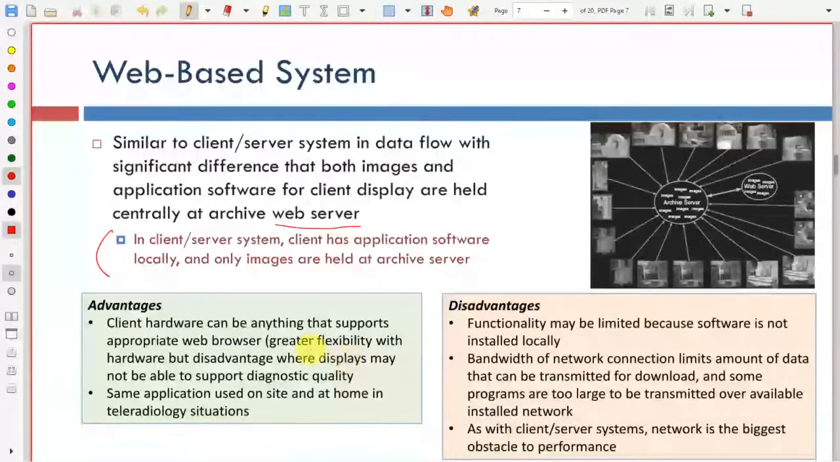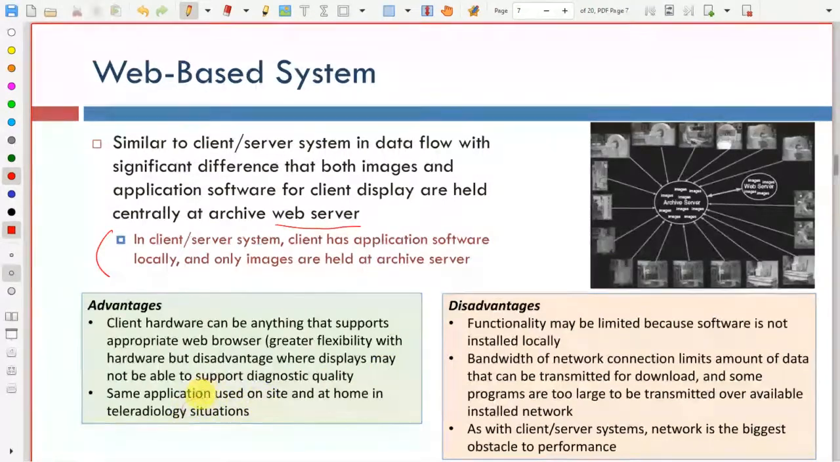So it offers great flexibility with hardware, but the disadvantage is that the displays may not be able to support the diagnostic quality. If you're sending images through the browser, usually the quality of image display through browsers is a little bit less than the actual software. So this might be a little bit of a problem, okay?